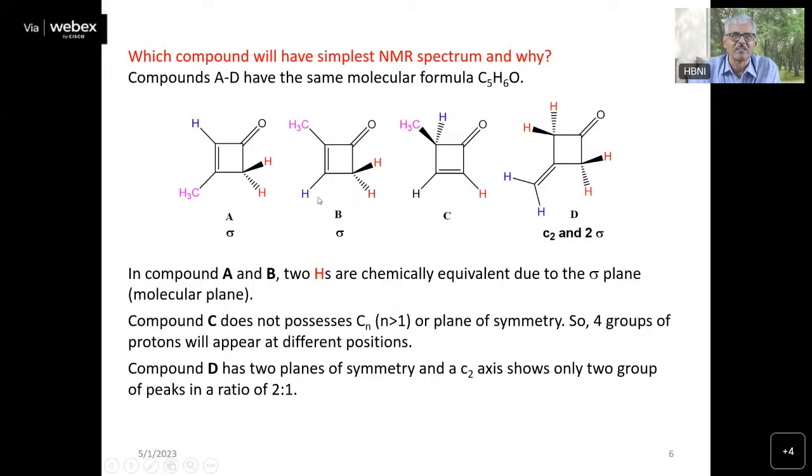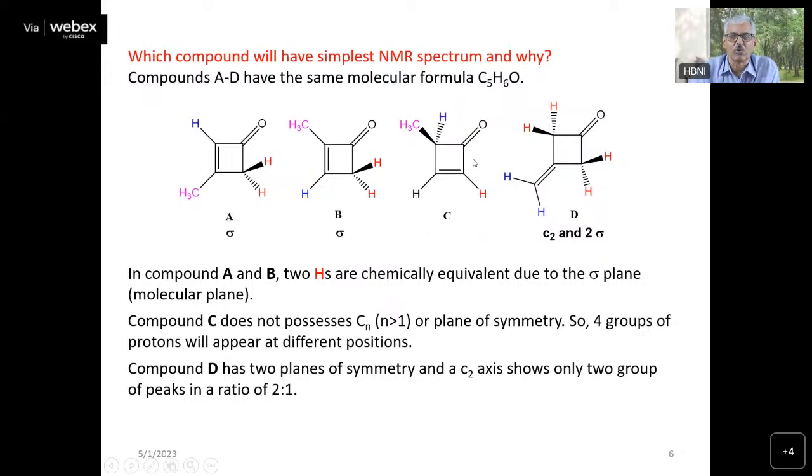Because this hydrogen is here, it is beta to the carbonyl, whereas it was alpha to the carbonyl. So here again you will get three sets of signals. Now see molecule C. You see there is no symmetry element present, except C1, and we do not consider the C1 symmetry.